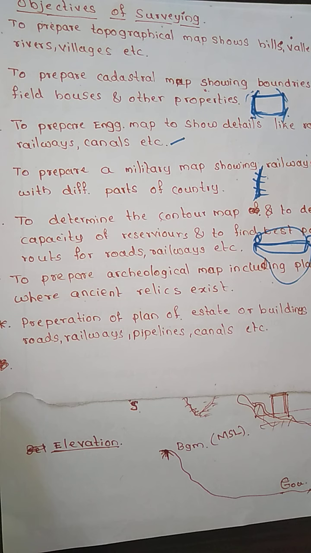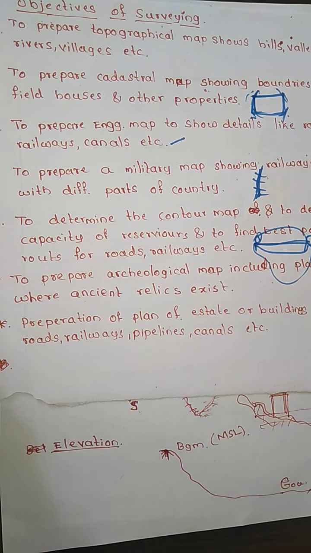Then to prepare an archaeological map including the places where ancient sites are located, in order to locate them. Then the preparation of any plan or estimate for buildings, roads, railways and pipelines. We will use surveying to lay down any kind of water supply line or railway line, or if you want to construct a building. It all depends on surveying, because it tells you how much cutting and filling, or how much expenditure, is going to be required.